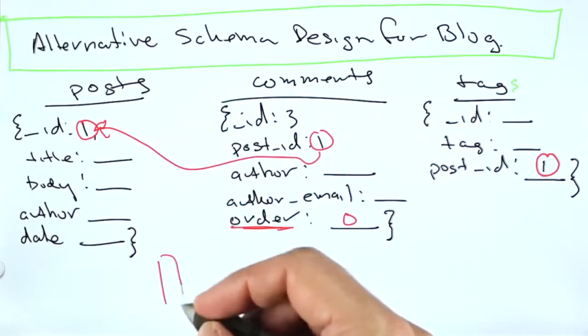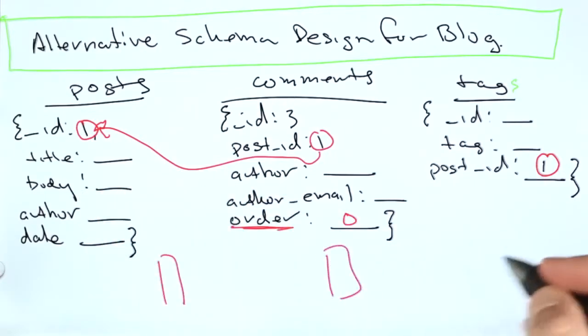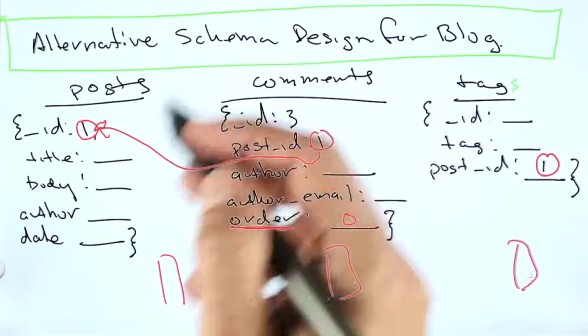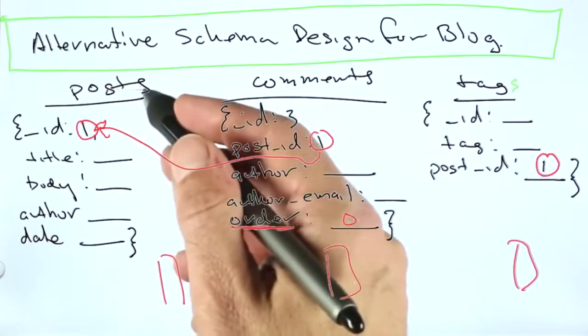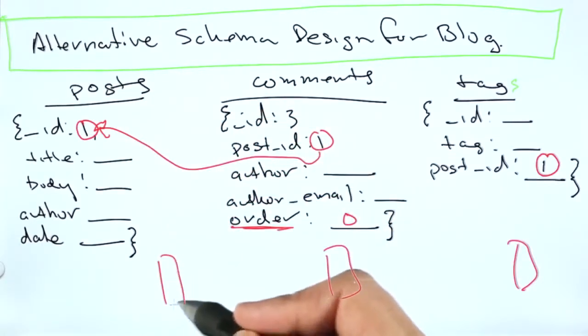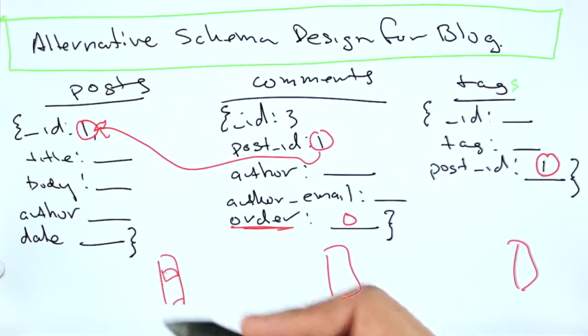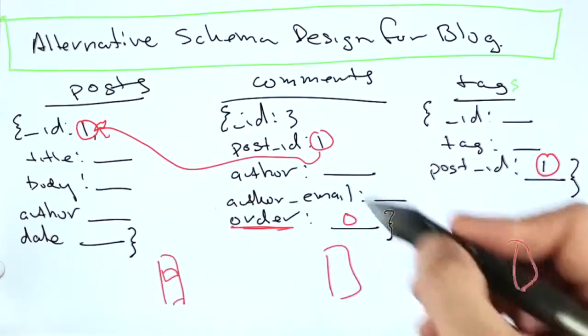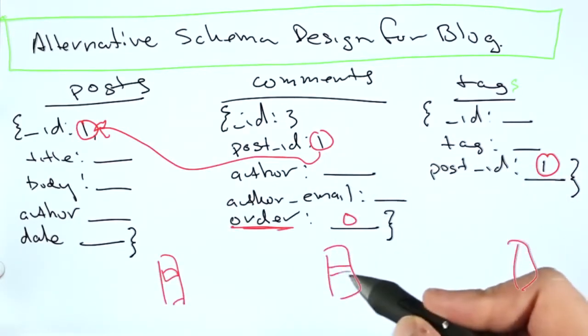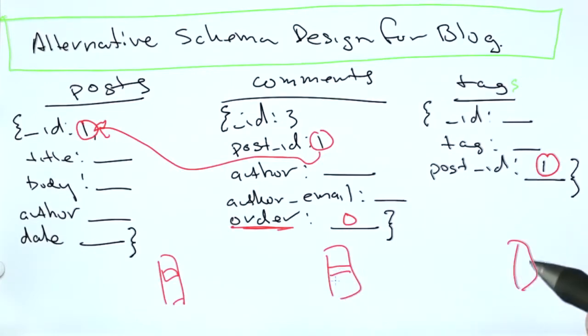This is in one file probably. This is in another file. This is another file. So the disk is going to seek in the post collection, you're going to find the post, and you're going to read the whole thing into memory. Same thing for the comments collection: it's a separate disk seek to find the comments and then read that into memory. And the same thing with these tags. So it doesn't work particularly well.